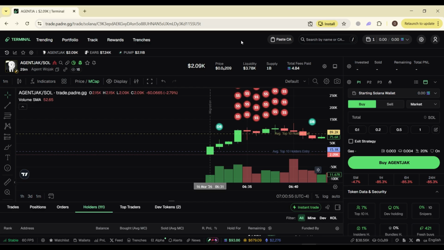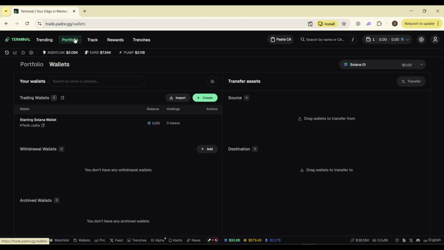Okay, so the question is why RPC speed matters. When a lot of people are trading at the same time, shared public RPC nodes can become overloaded. This may cause slow transaction submission, failed transactions, as well as delayed confirmation.